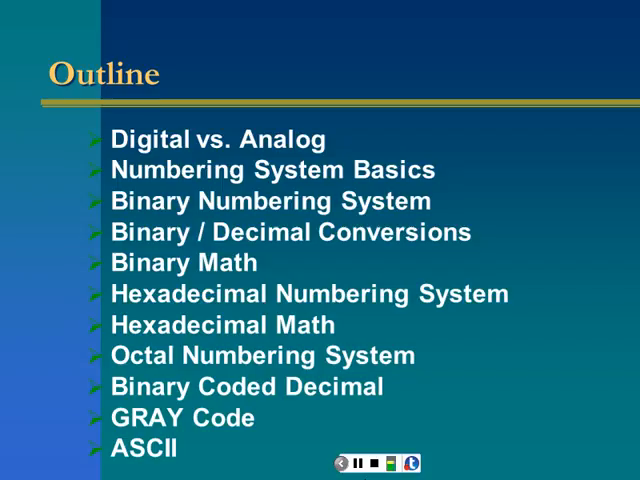We're going to look at the octal numbering system. We're going to look at BCD. It's a code. It's called binary coded decimal. We're going to look at gray code, and we're going to look at ASCII. And I'll explain what those are as we go too.